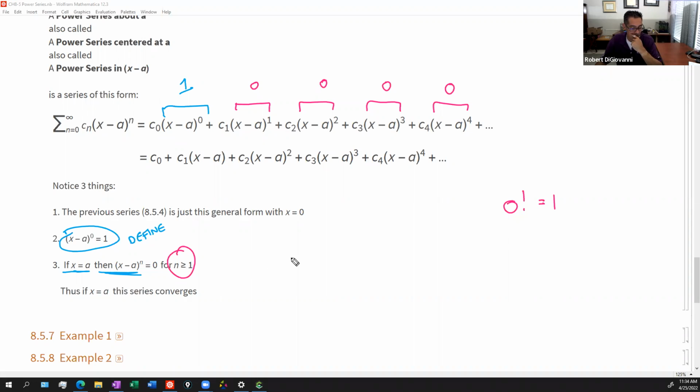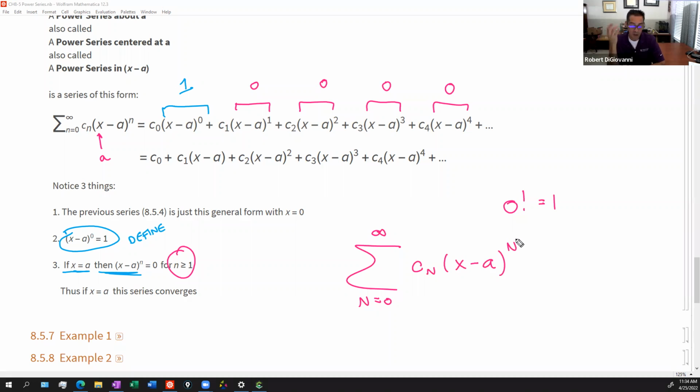All right, so the whole point is this. If I give you a power series and I tell you to plug a in, if I tell you to plug a into any power series that's centered at a, you should get convergence. Let me say that again. If I give you a power series centered at a, that's what it must look like.